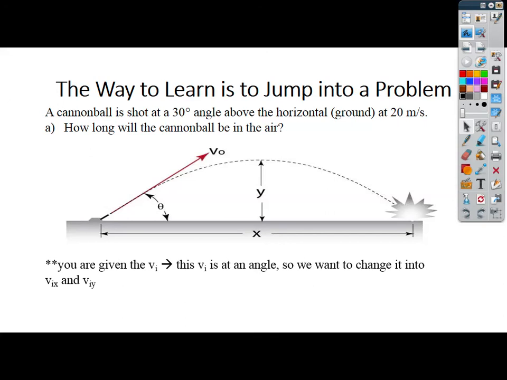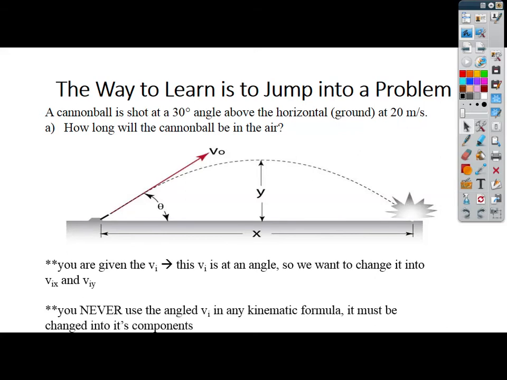So, again, you're given the initial velocity. We want to immediately change this into x and y velocities. Like I just said, one of the biggest mistakes I see people make is they'll plug that 20 meters per second into a problem. Once I see that, I know this person doesn't know what they're doing. It's all wrong. Let's move on.